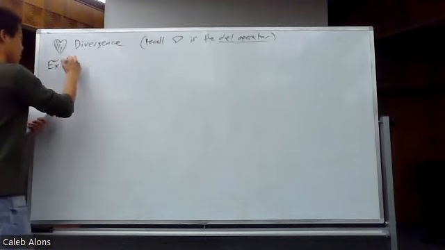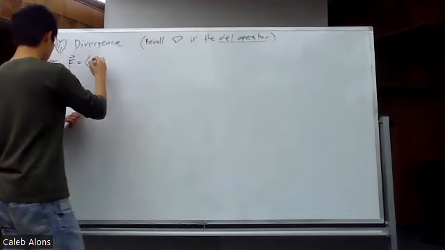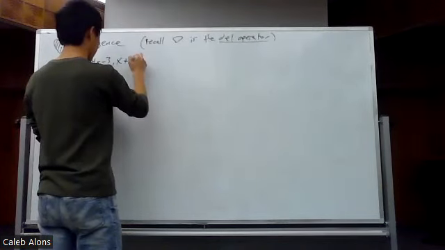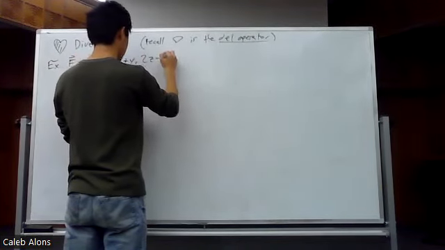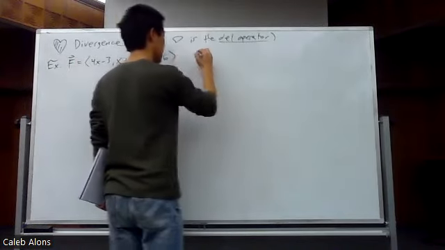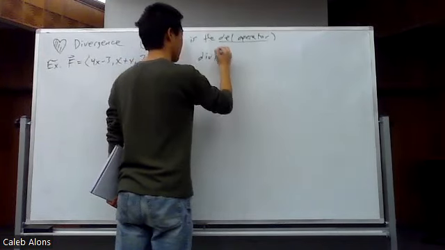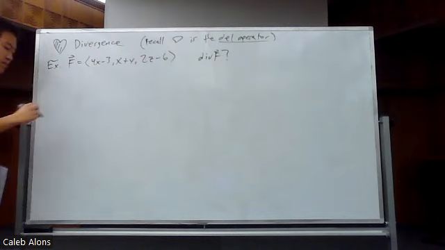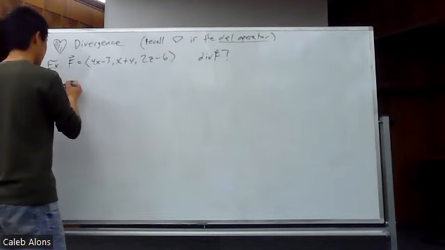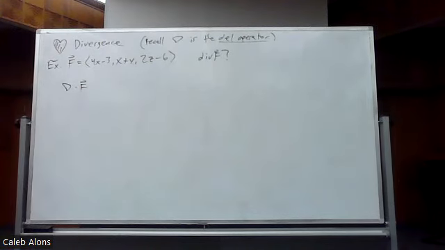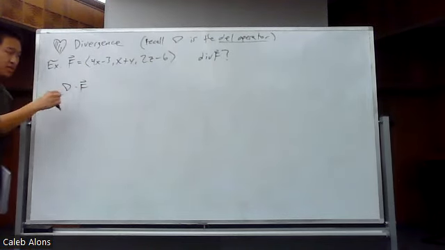So, for example, if I have the field F equal to 4x minus 3, x plus y, and 2z minus 6, and I want to find the divergence. So what's the divergence of my field? Well, divergence is which product? Dot or cross? Good, divergence, dot. They'll sound the same, both start with a D. So del dot F will give us divergence because it's the dot product.